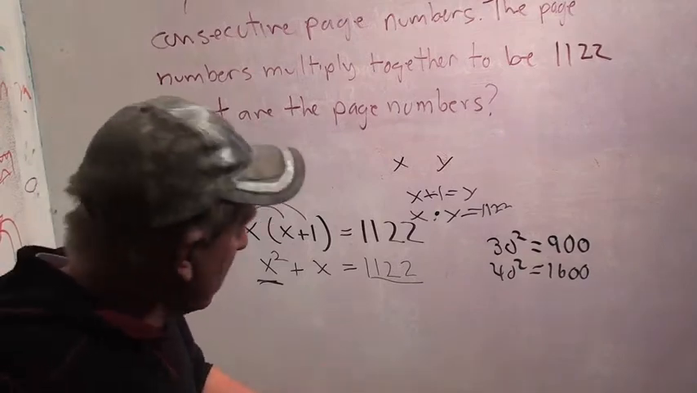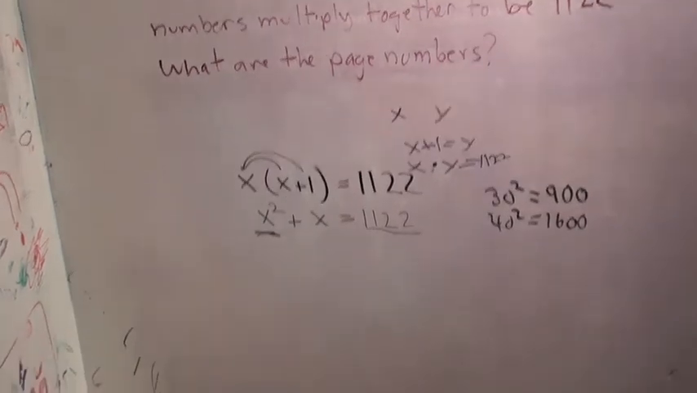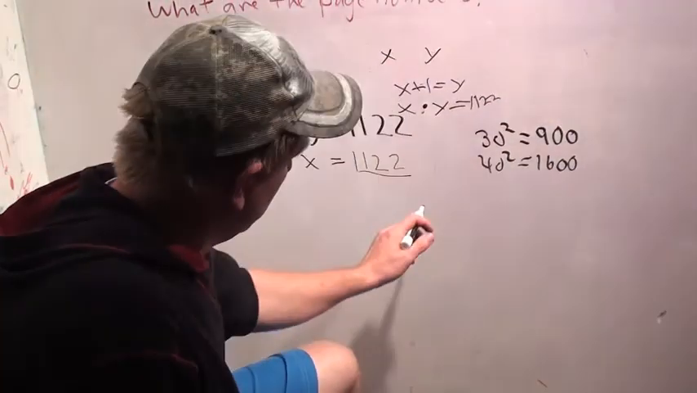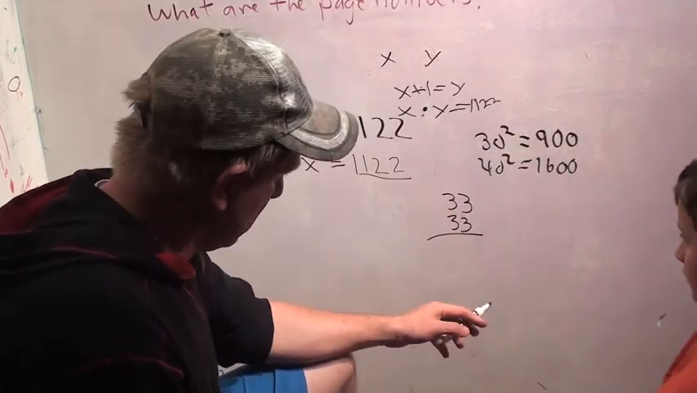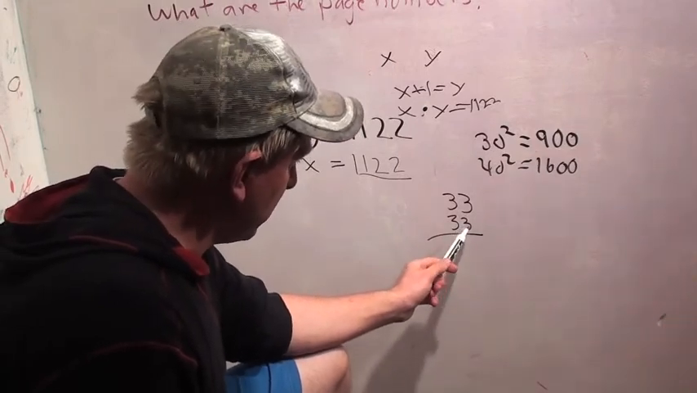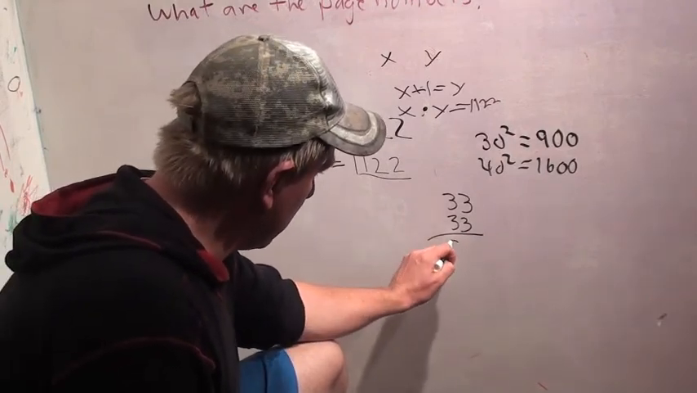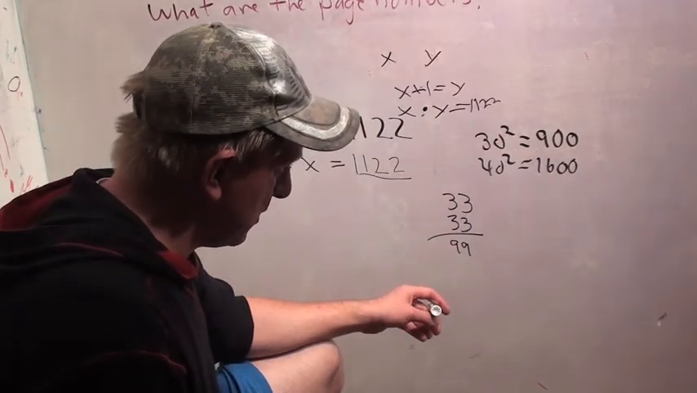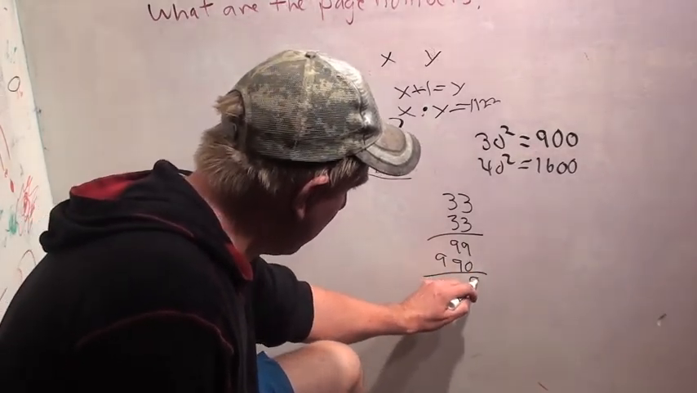33, okay. Now let me see where I am on the camera here. Let me tilt it down just a little bit more. Okay, so we have to find out what 33 squared is. But you know how to do that, right? It's 33 times 33. What do we do first? I like to do 33 times 30 and 33 times 3. So what's 3 times 33? 99. And what's 30 times 33? 990.